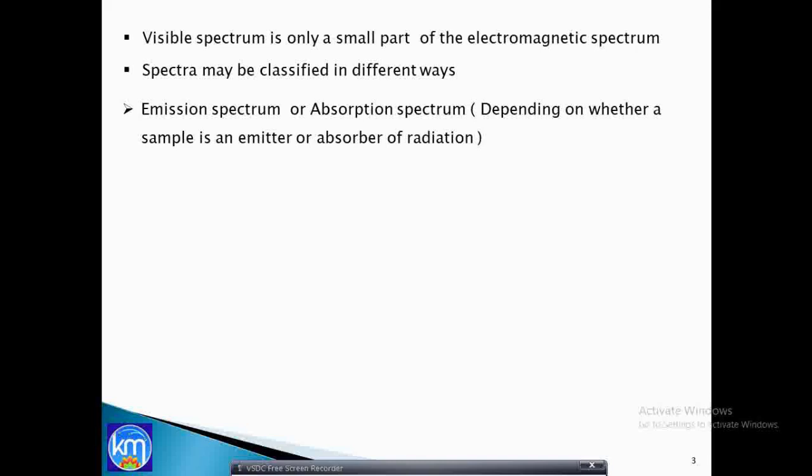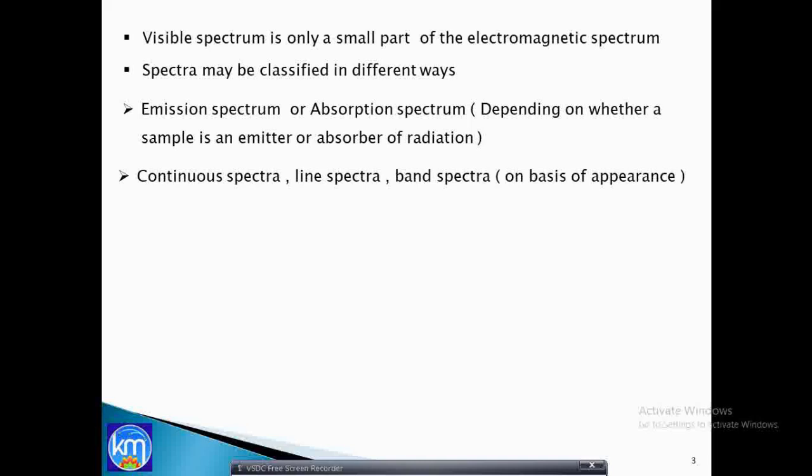If it is an absorber of light, then we'll be getting the absorption spectrum. So this is based on whether the sample is an emitter or an absorber of radiation. So we can classify the spectra as emission spectrum or absorption spectrum.